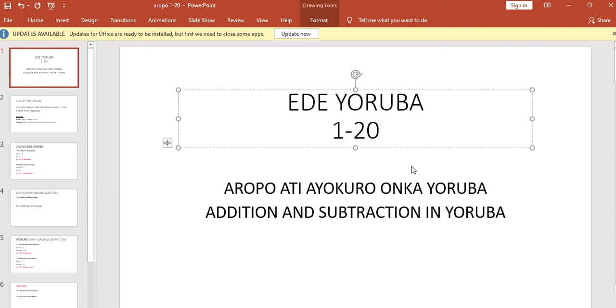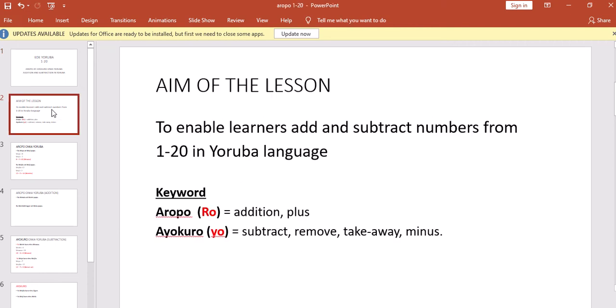But for this week, we want to do addition and subtraction in Yoruba language. Some of you will be wondering, is it possible to add? That's mathematics anyways. In Yoruba language, that shows that Yoruba language can also allow you to add and subtract numbers too. So our focus for today is to enable learners to add and subtract numbers from 1 to 20. Láti 1 ọ̀kan títí dé 20 ogún.